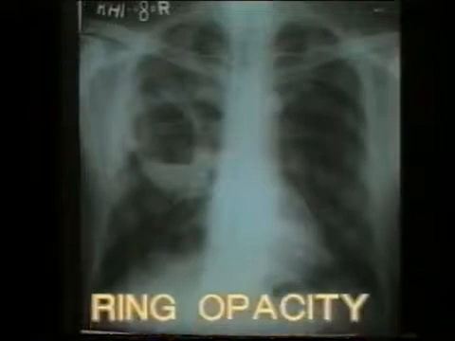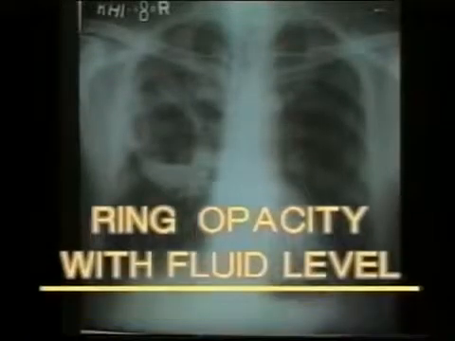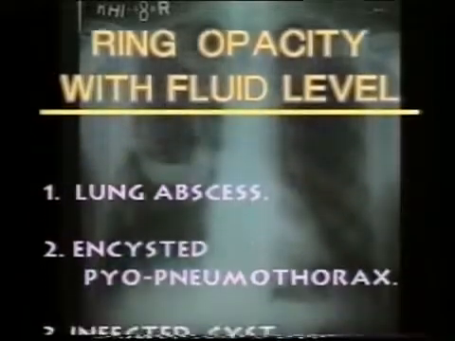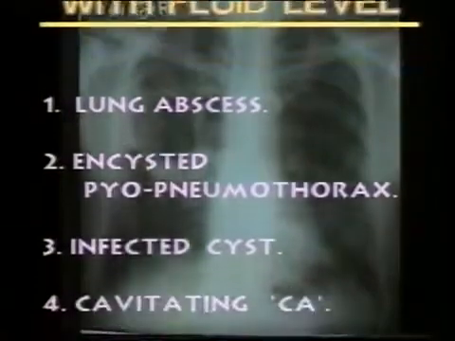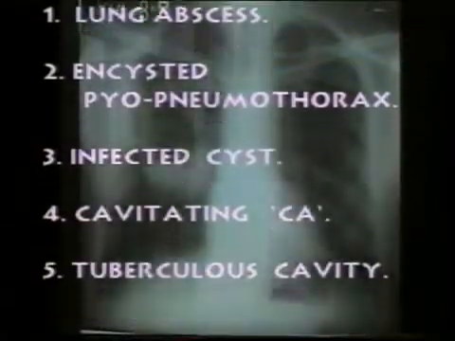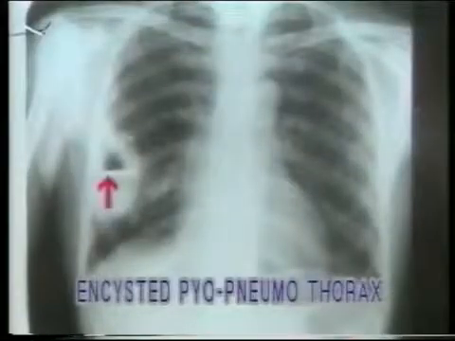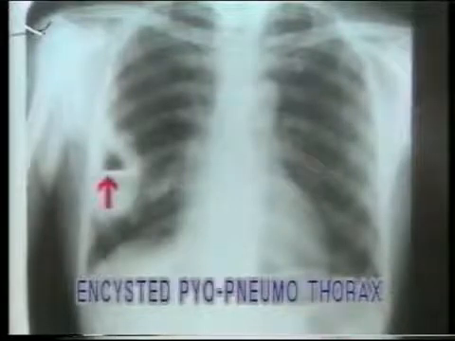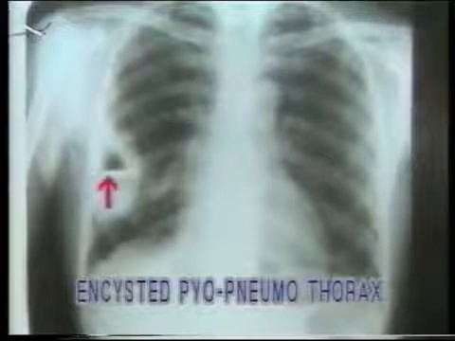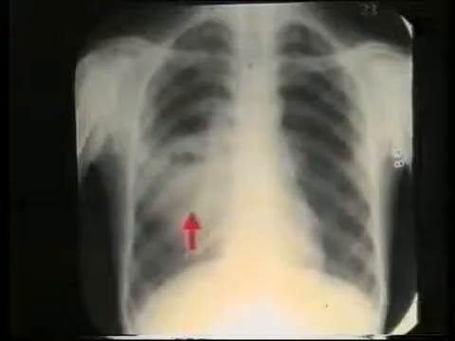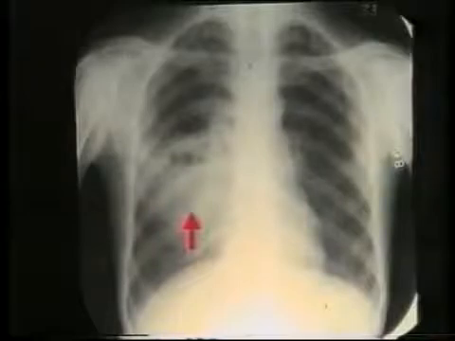The differential diagnosis for a ring opacity with a fluid level would be number 1, a lung abscess, encysted pneumothorax, infected lung cyst or hydatid cyst, cavitating bronchogenic carcinoma, and a tuberculous cavity with fluid. This is an encysted pneumothorax, which is radiologically difficult to differentiate from a lung abscess. If the air fluid level is located peripherally, it is more likely to be an encysted pneumothorax. And if the fluid level is near the hilum with a dense hilar shadow, cavitating bronchogenic carcinoma should be considered.